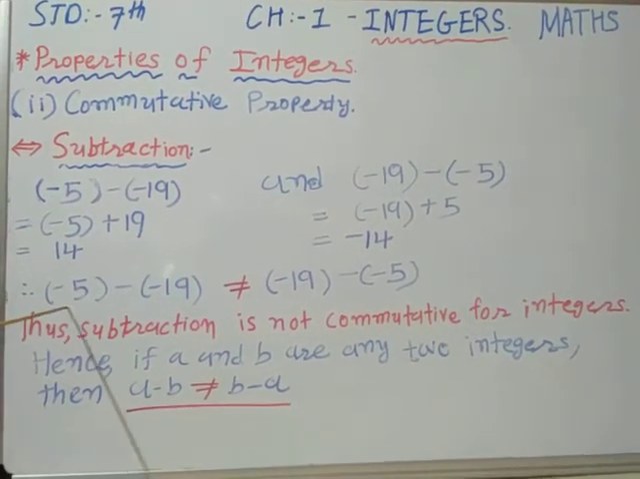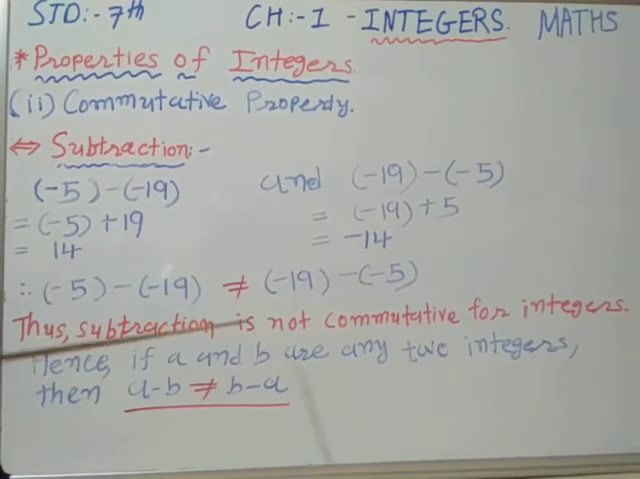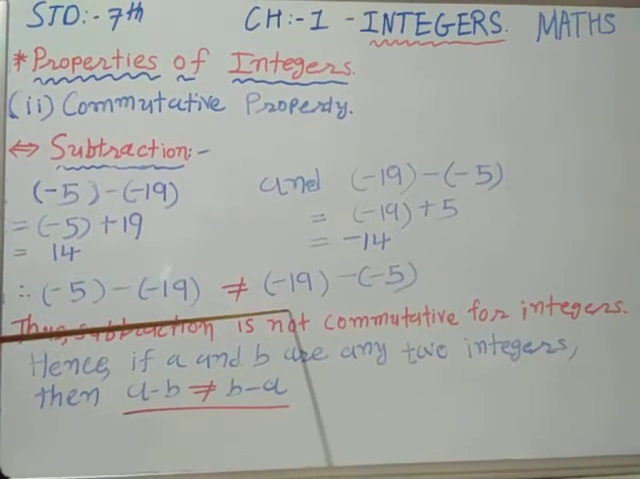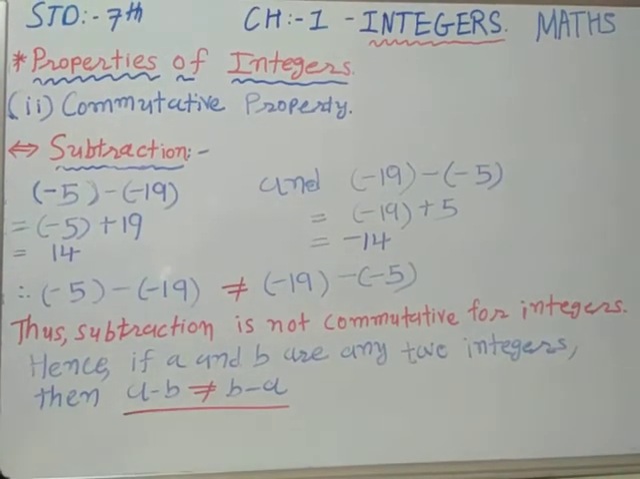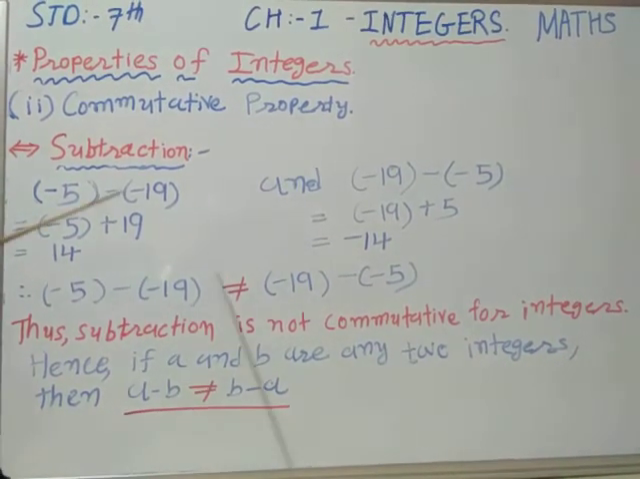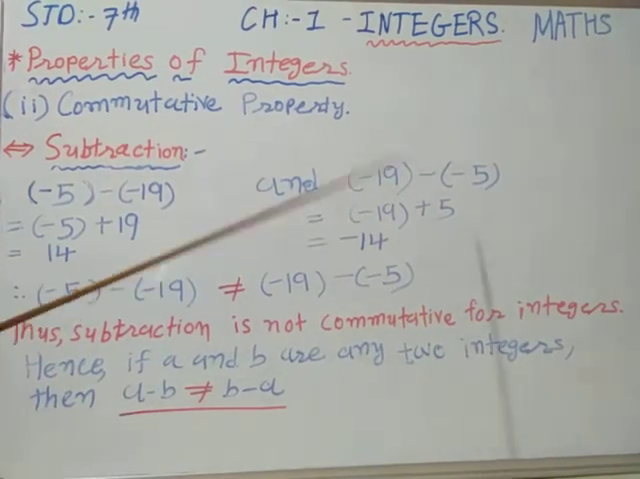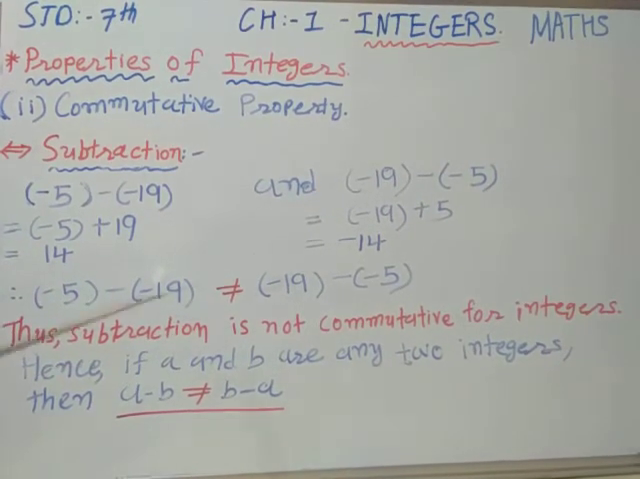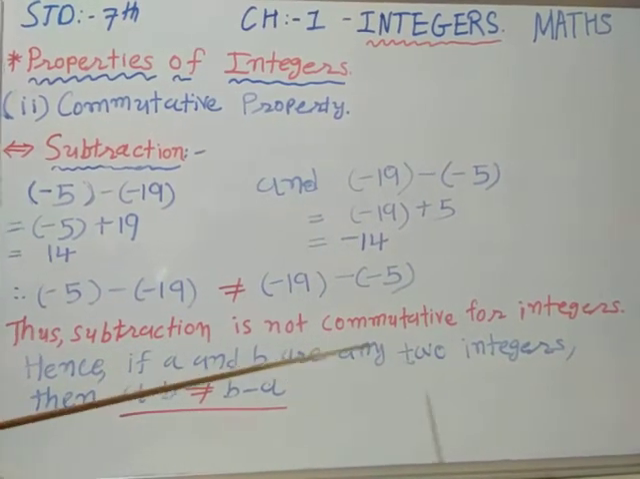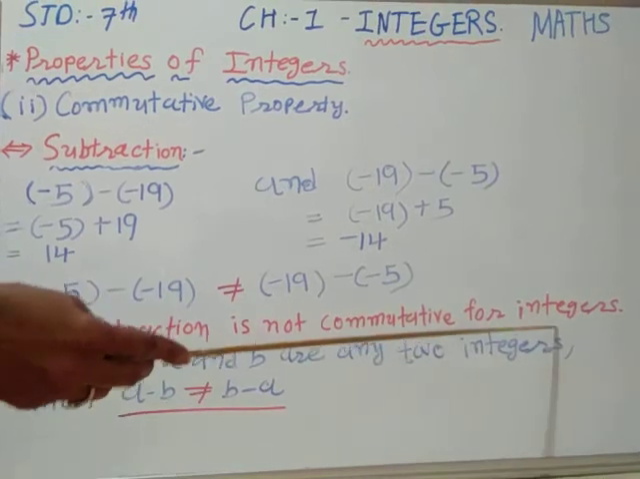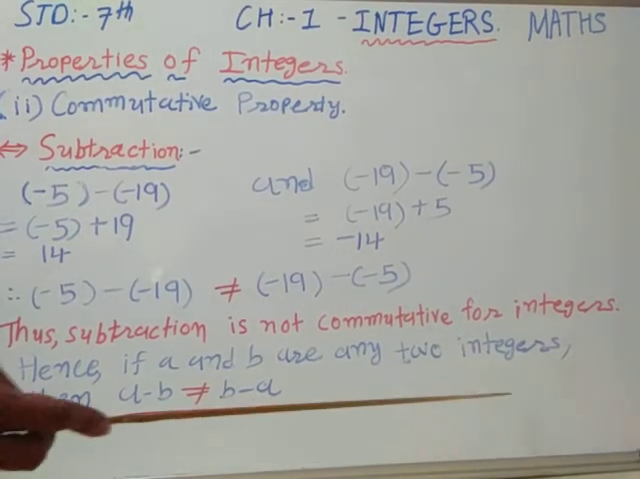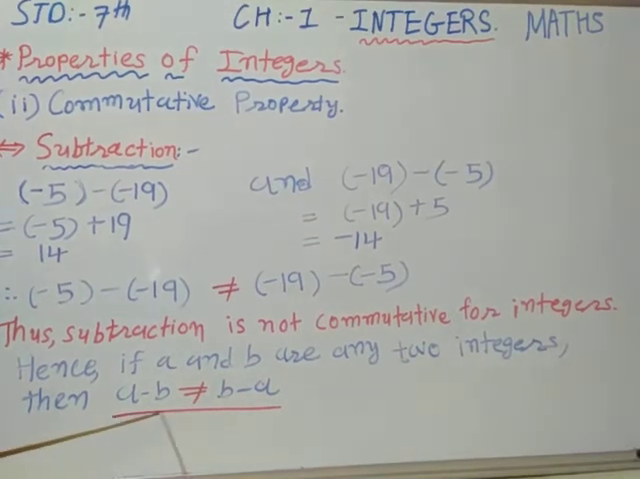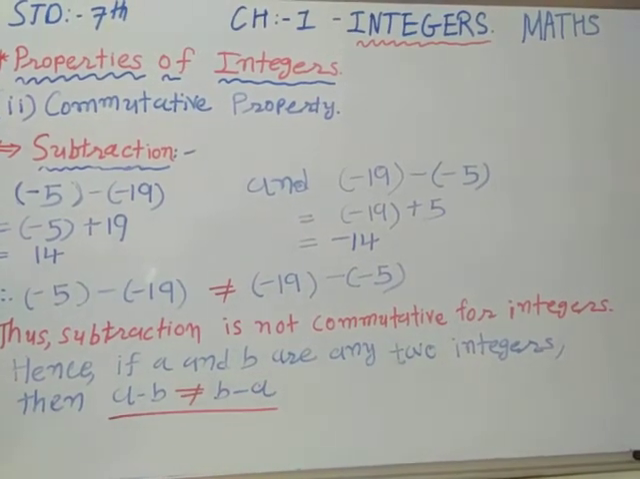Therefore, minus 5 minus 19 is not equal to minus 19 minus 5. Means in subtraction, when we are changing the order of two integers, the answer is changed. Thus, subtraction is not commutative for integers. Hence, if a and b are any two integers, then a minus b is not equal to b minus a.